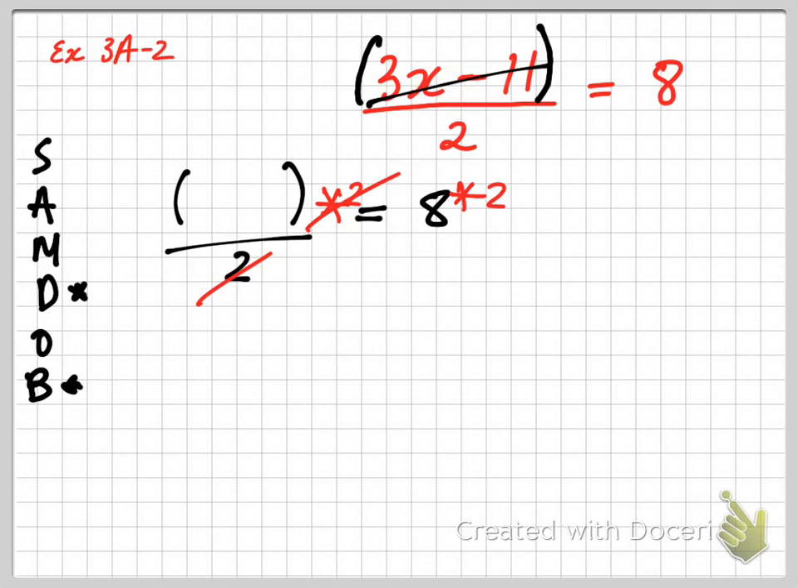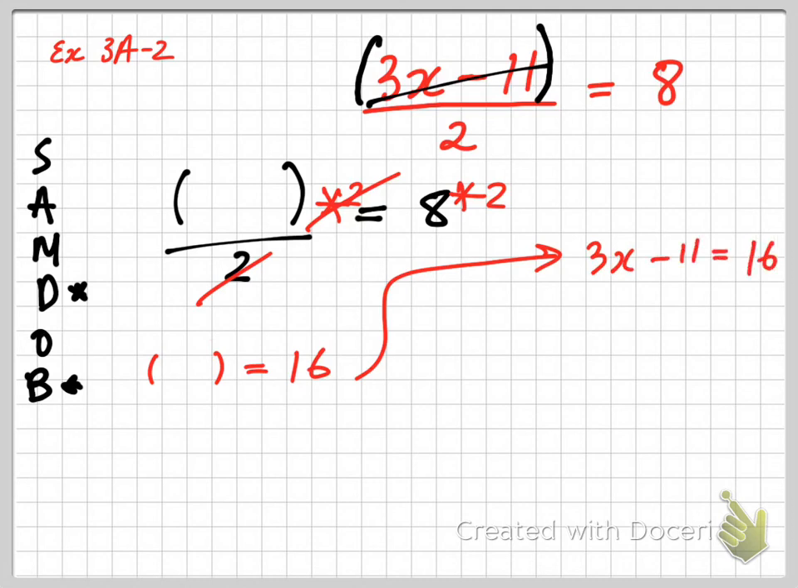Therefore, the 2 cancels. Now we're left with whatever was in the bracket is equal to 16. Now I'm just going to make this a bit smaller because I don't have enough room. So we have whatever was in the bracket is equal to 16. I'm going to try and put it there. So which was 3x minus 11 is equal to 16. Now we have a few options here. We have multiplication and we have subtraction. What comes first? What takes precedence?